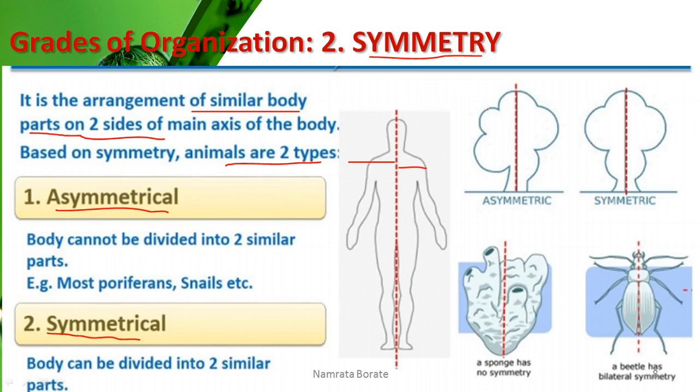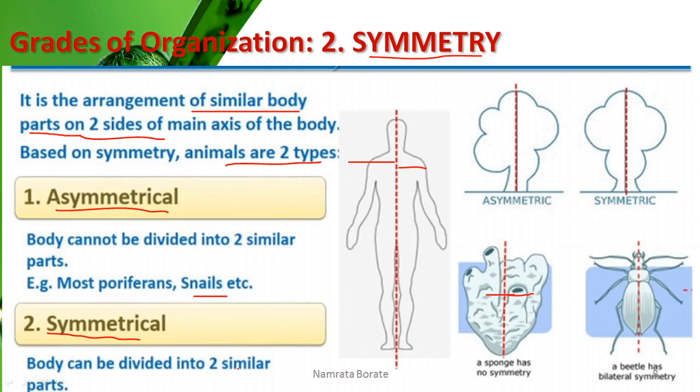So you can see here, the body cannot be divided into two similar parts. One part is smaller and the other one is larger. So that is called asymmetrical. It is observed in many poriferans as well as snails. The second one is symmetrical.